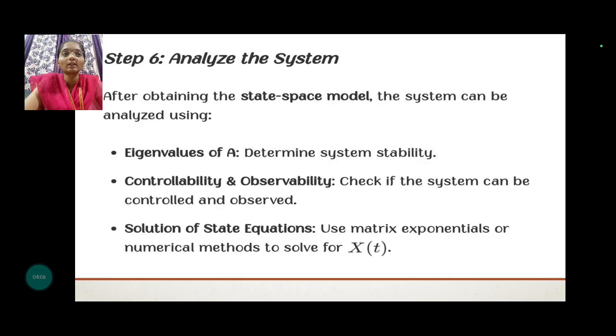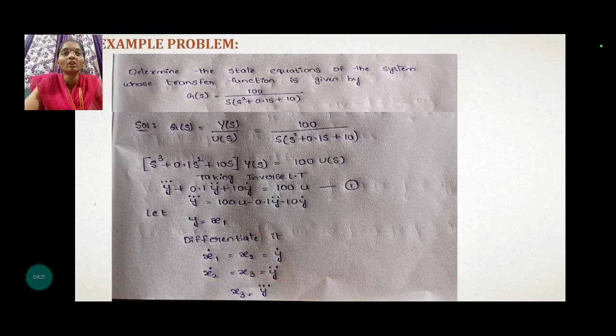Step 6: analyze the system. After obtaining the state space model, the system can be analyzed using the eigenvalues of A. The eigenvalues of A determine system stability, controllability and observability. Check if the system can be controlled and observed. Solve the state equations using matrix exponentials or numerical methods to solve for x(t).